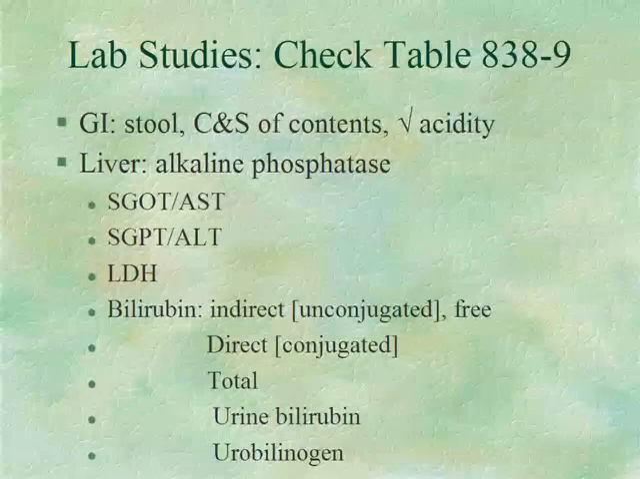Your total bilirubin will increase with biliary obstruction. Your urine bilirubin will decrease with obstruction, and your urine urobilinogen will increase with hemolysis or shunting of the portal blood. So they will tell you different things that are wrong with your patient.